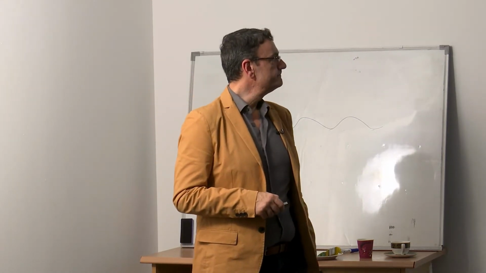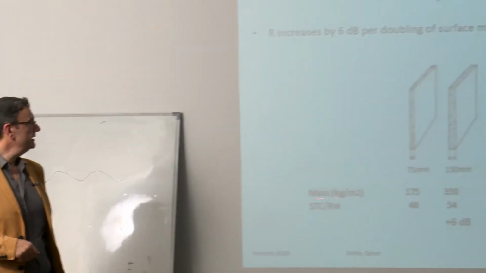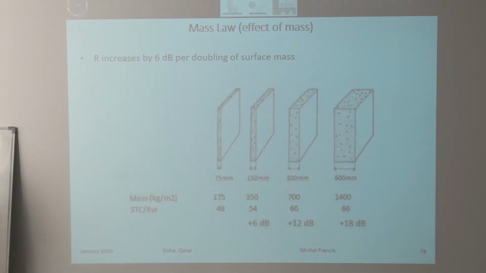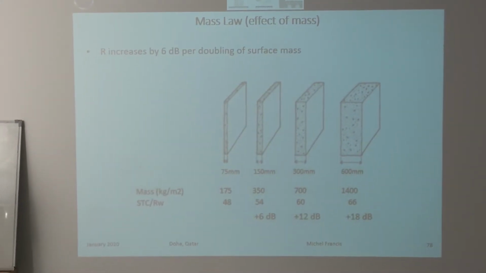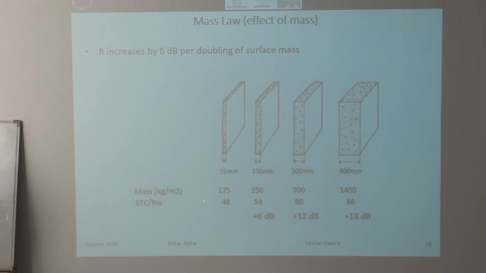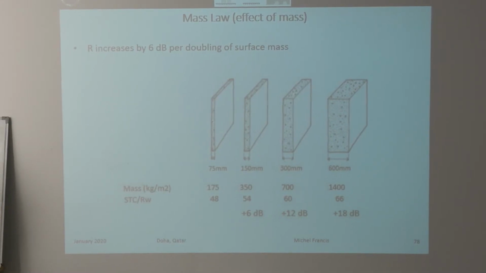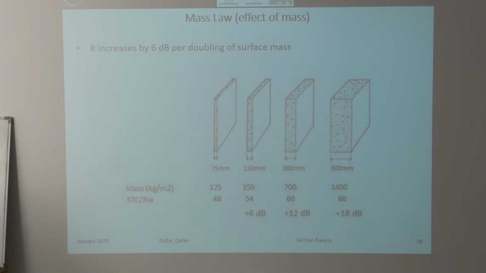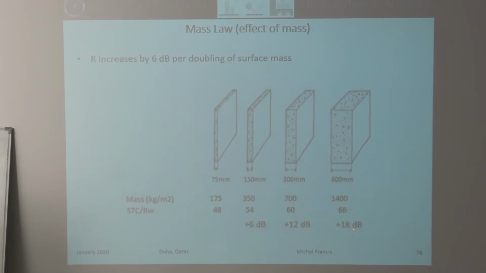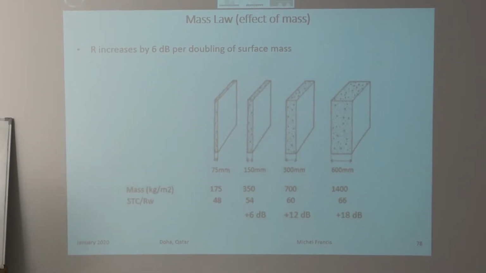So if we look at a single panel, once we increase the thickness of the same material, the mass in kilograms per meter square, so per unit area, is going to increase. By doubling the mass, the reduction is not going to be doubled, it's going to be increased by 6 decibels. So between here and here, you see there is a doubling of mass, there is an increase of 6 decibels in performance. When you double again, there is another increase of 6 decibels in performance. And when you double again, up to 600 mm, so 60 centimeters thick, really thick one, there is again an increase of 6 decibels. So that can reach an STC or Rw of 66.